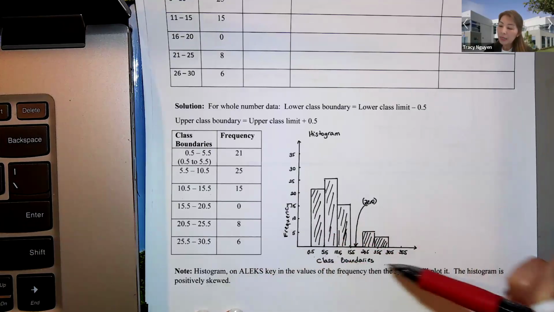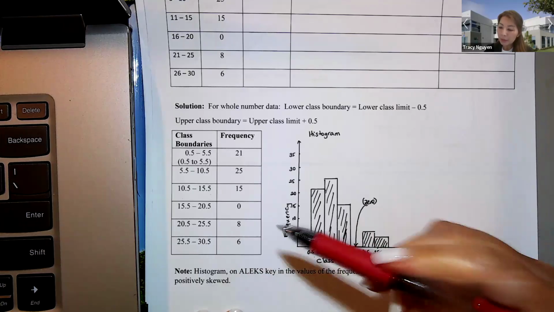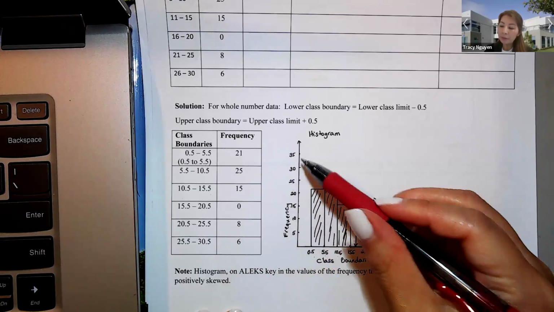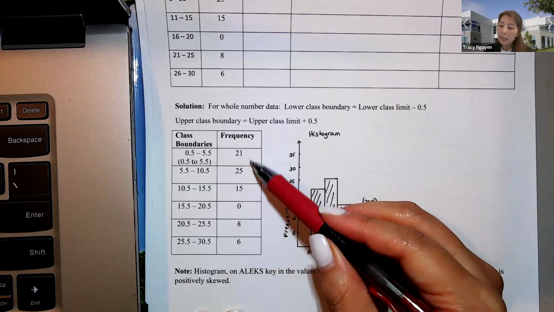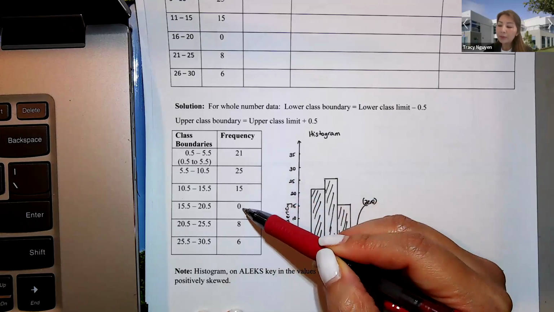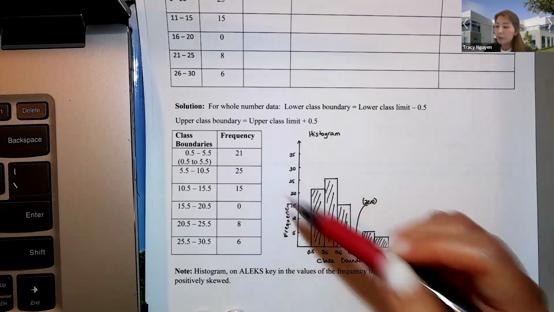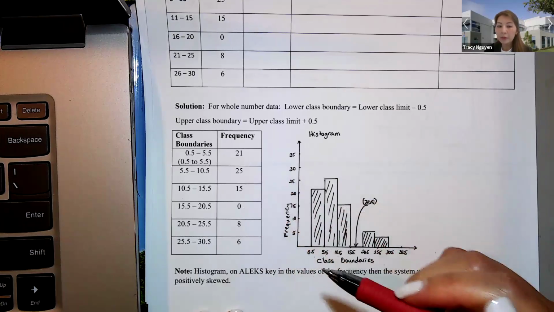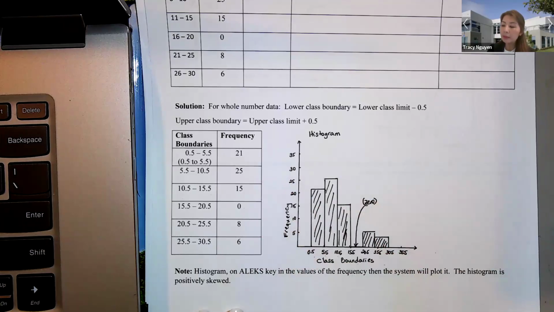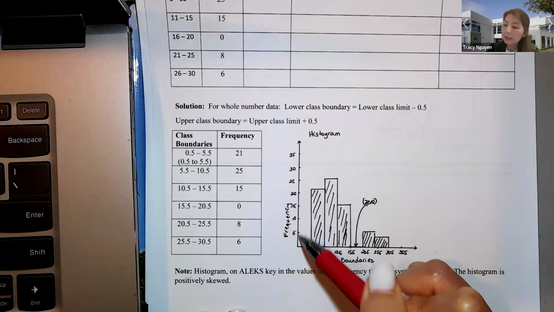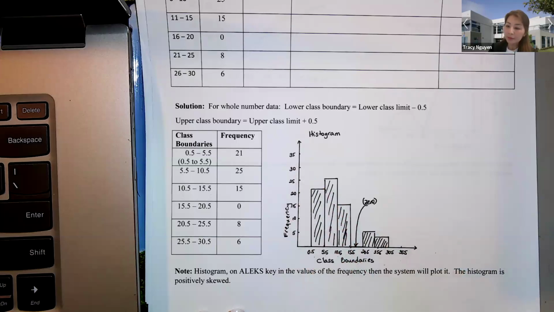On the horizontal axis, we have the class boundaries. On the vertical axis, we have the frequency. Here we see that from our data, the lowest frequency is 0 and the highest frequency is 25. Just like how we graph on an XY plane, which is a Cartesian plane, we'll pick a scale that's convenient for the data. Here, I pick a scale of 5 that's convenient for the data.